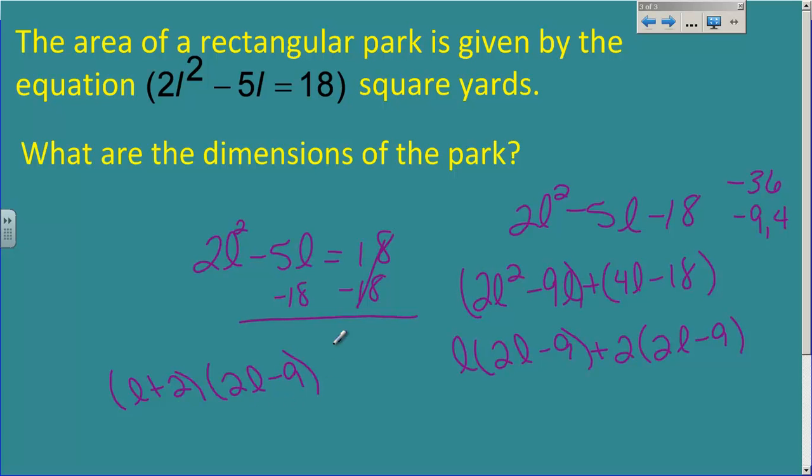I don't know which one's length and which one's width, and it doesn't really matter, just as long as you could label them on a picture. But if it asks you for the dimensions, it's saying factor.